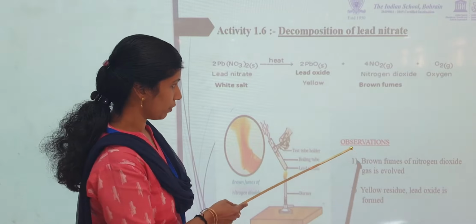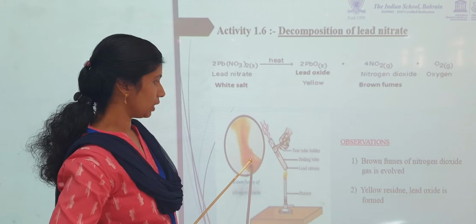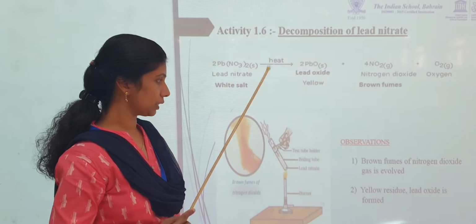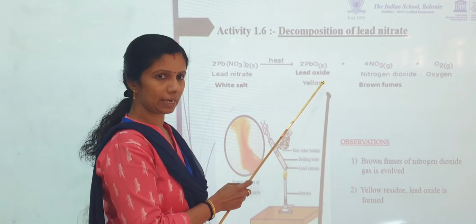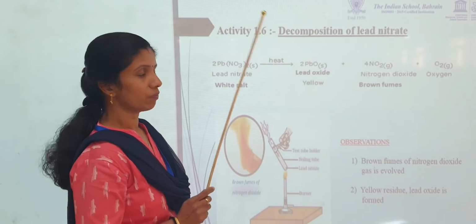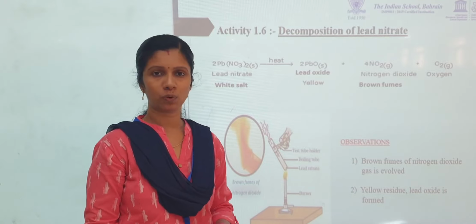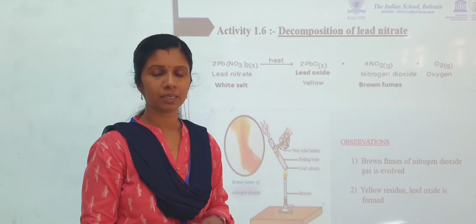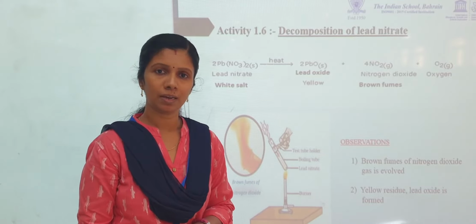So, here the observations, when you are doing these reactions, what are the observations? First one is brown fumes of nitrogen dioxide gas filled in this test tube. Second one, you will get a yellow residue, that is lead oxide, in the test tube. These are the observations. So, we discussed three examples for thermal decomposition reaction: decomposition of calcium carbonate, decomposition of ferrous sulfate crystals and decomposition of lead nitrate.